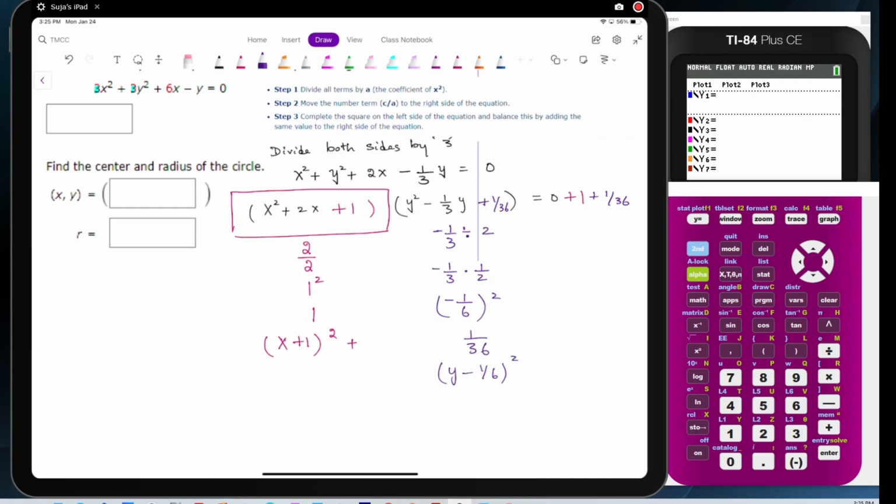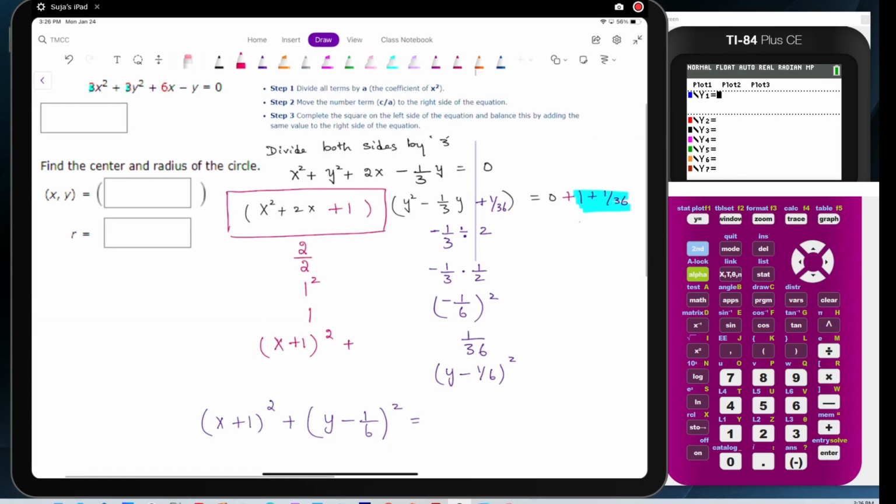Okay, so I made my perfect square for the x piece, which is x plus 1 the whole squared plus y minus 1 over 6 the whole squared is equal to, if I combine this 1 plus 1 over 6 plus 0, again adding fractions, right? So I will have to common denominator is 36. So it's like a 36 over 36 plus 1 over 36, which would be a 37 over 36. So this would be a 37 over 36.